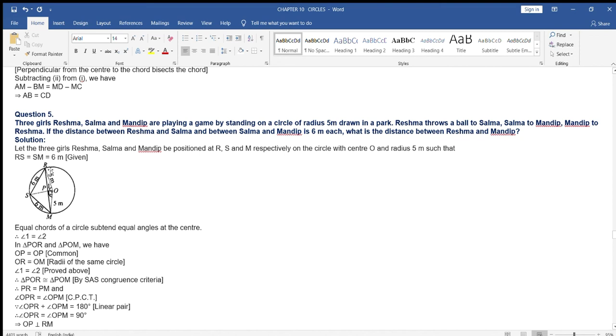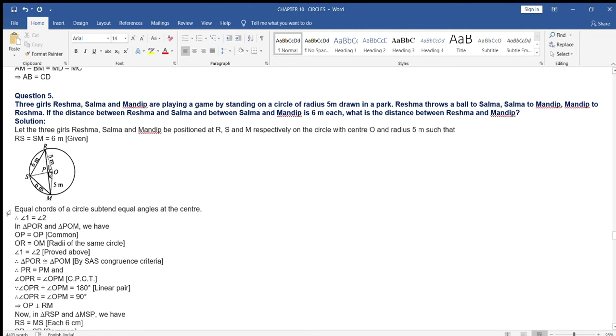Now Reshma throws the ball to Salma, Salma to Mandeep, and Mandeep back to Reshma. Now what do you have to find out? What is given to you? The distance between Reshma and Salma, and the distance between Salma and Mandeep. What you have to find out is the distance between Reshma and Mandeep. This we need to find out. So just see, we have drawn the diagram.